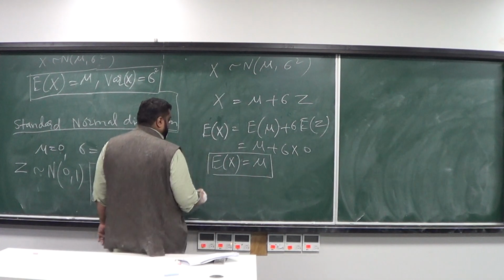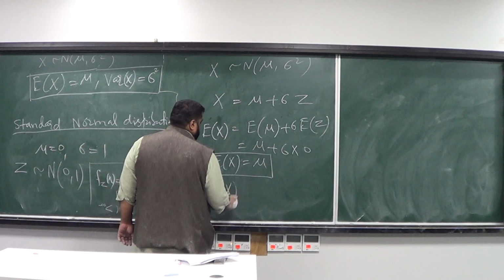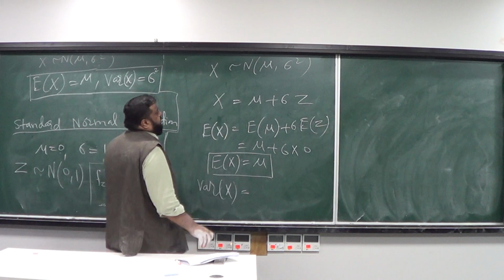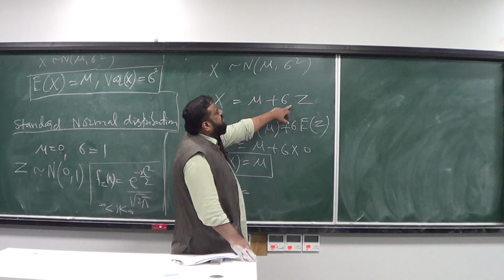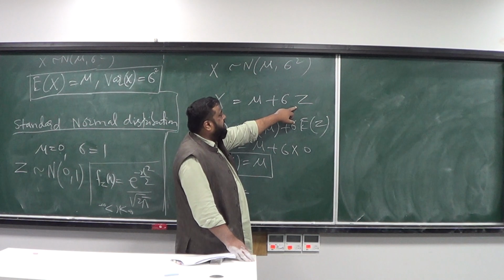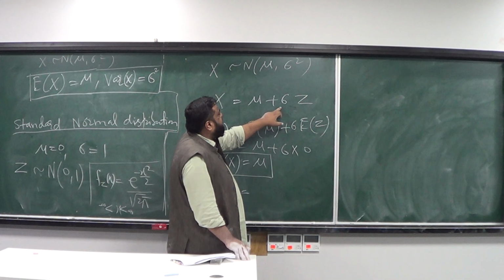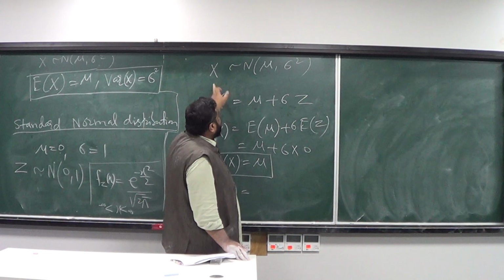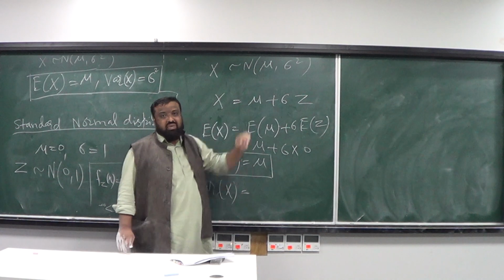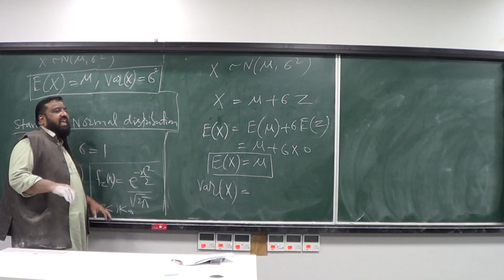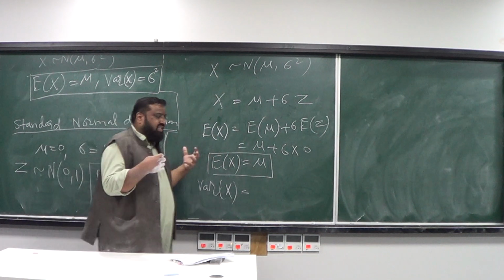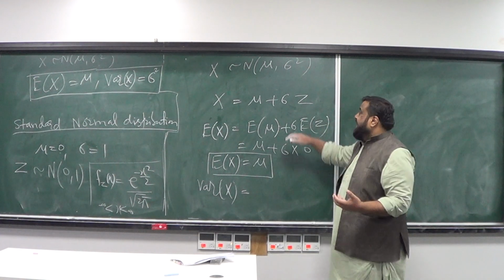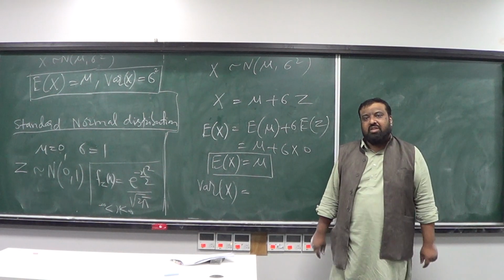And what would be the variance of this random variable X? You can also say that if Z is a standard normal random variable, and you multiply it by sigma and add mu to it and give that a name X, then X is normally distributed with mean mu and variance sigma squared. In other words, any non-standard normal random variable can be written in terms of the standard normal random variable.